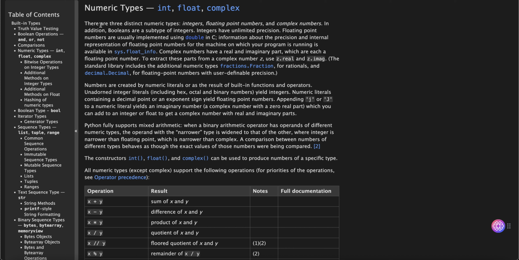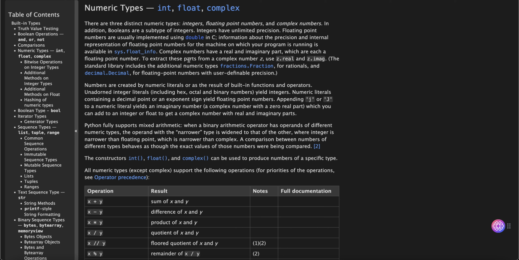Integer, float, complex. There are three distinct numeric types: integers, floating point numbers, and complex numbers. In addition, booleans are a subtype of integers. Integers have unlimited precision. Floating point numbers are usually implemented using double in C. Information about the precision and internal representation of floating point numbers for the machine on which your program is running is available in sys.float_info.